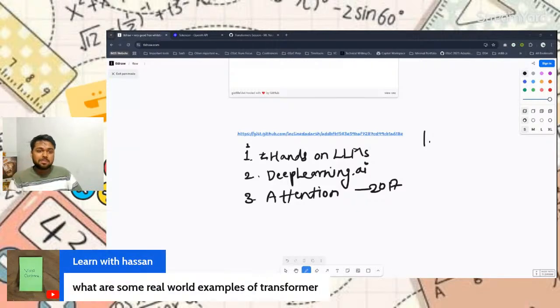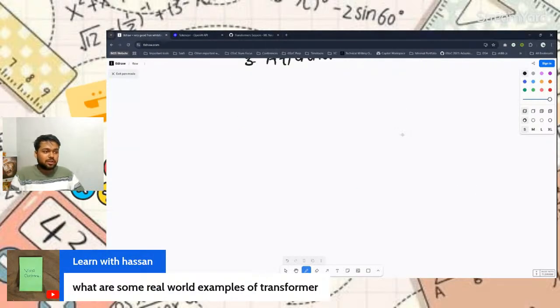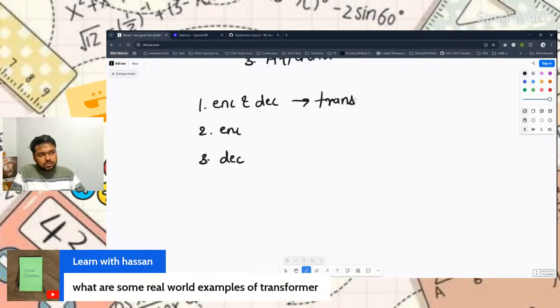What are some real world examples of transformers? If I was not clear enough, there are three types of transformer. The first is encoder and decoder, the second is encoder only, and the third is decoder only. Encoder and decoder is used for translation. It was originally introduced in the Attention Is All You Need paper.